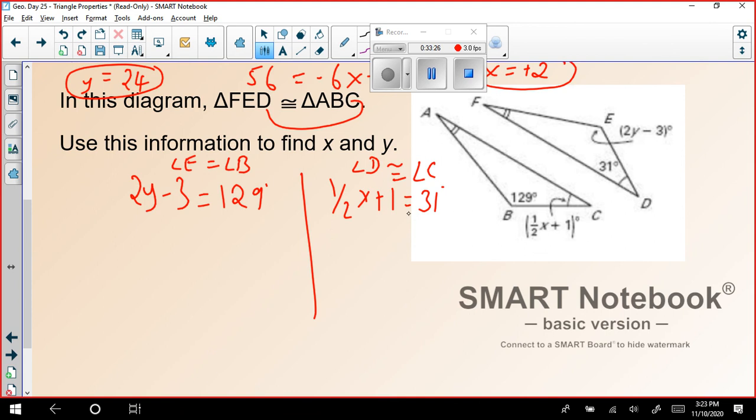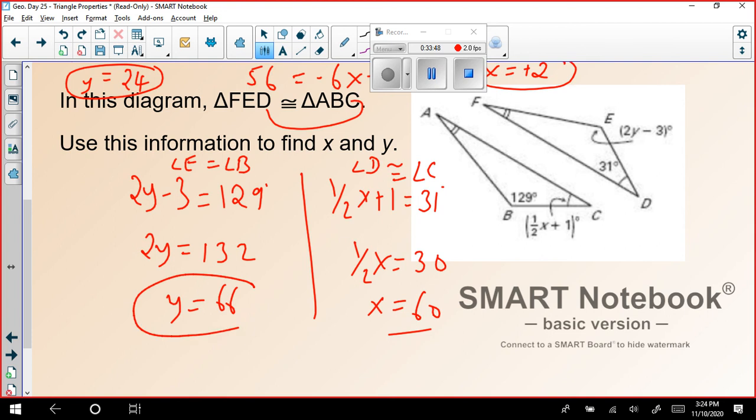Once you simplify, subtract 1 from both sides, you have half x equals 30, multiply by 2 to get x equals 60. And here add 3 on both sides to get 2y equals 132, dividing by 2 on both sides, y equals 66, which the majority of you had. Okay, so these two were the values for x and y. Let's see the next slide.